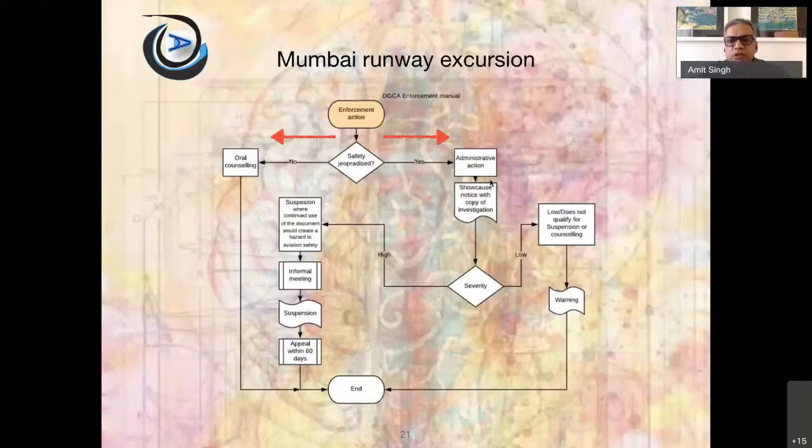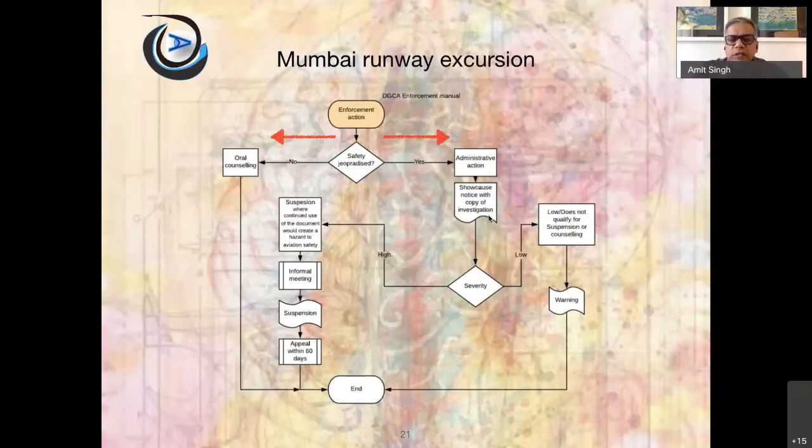A show cause notice is issued with a copy of investigation. Last year, there were about 40 pilots who were suspended in India for various reasons of runway excursions, etc. But one common thing was a copy of investigation was not provided to the crew when the show cause notice was issued. So they really didn't know what was happening. And based on what answer they provided, it was summarily rejected.